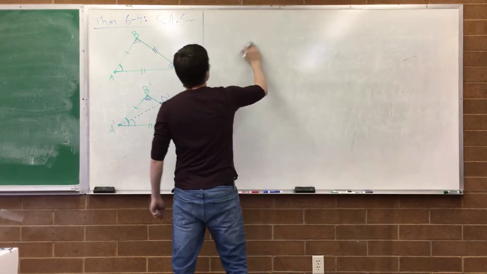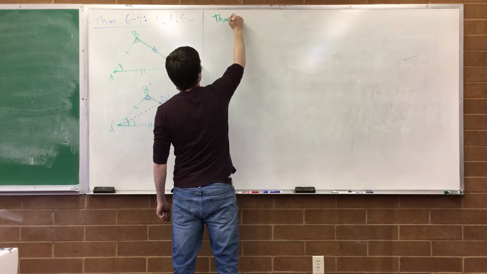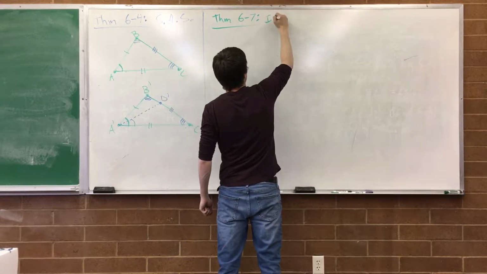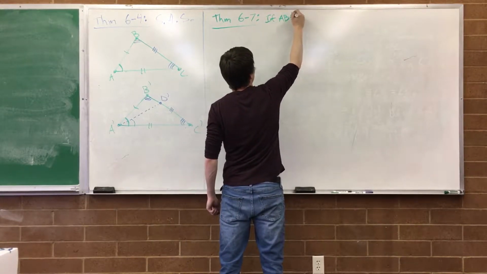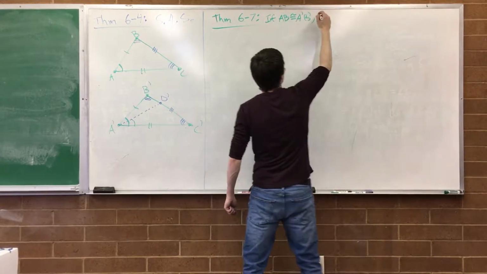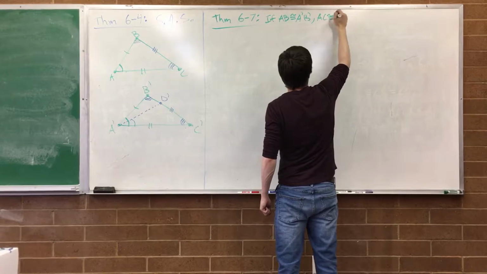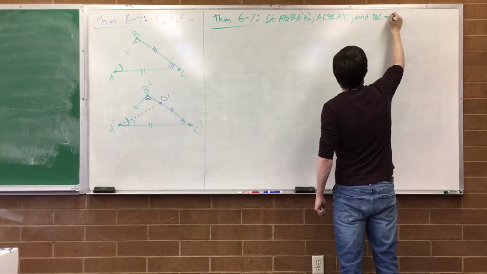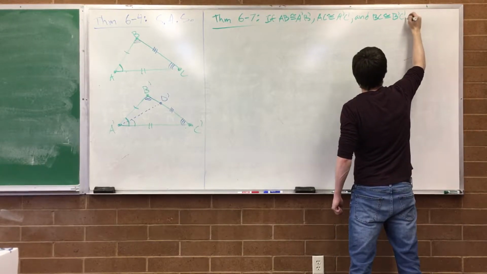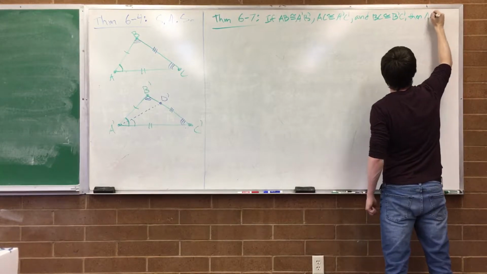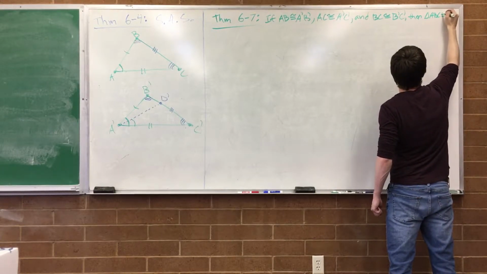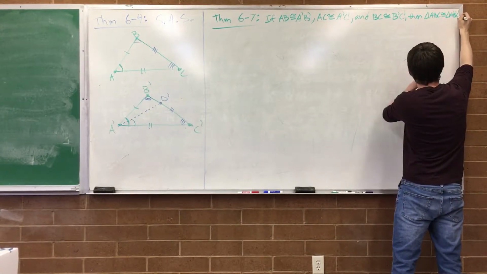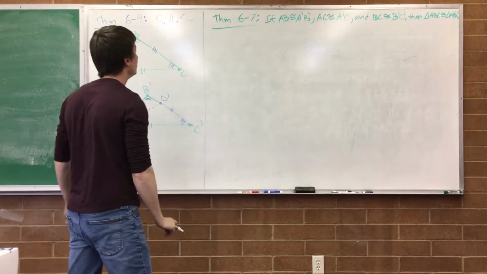Side, side, side. What theorem is this? Theorem 6.7. If AB is congruent to A prime, B prime, AC is congruent to A prime, C prime, and BC is congruent to B prime, C prime, then triangle ABC is congruent to triangle A prime, B prime, C prime. Sorry, kind of got smaller for a minute.